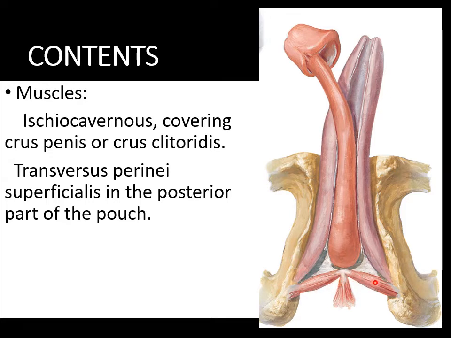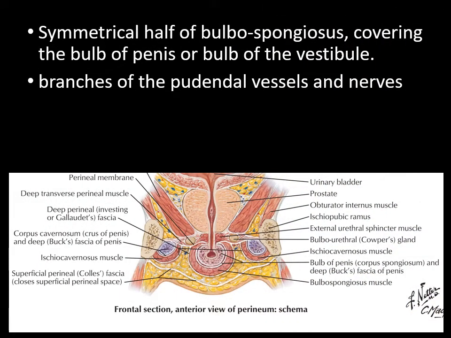And these two muscles are forming the posterior boundary of the superficial perineal pouch. And here it is forming the anterolateral muscle, and this muscle, the superficial transverse perineal, is a posterior muscle. And the symmetrical half of the bulbospongiosus, which is present at the midline of this superficial perineal pouch, covers the bulb of penis or bulb of vestibule. And the branches of pudendal vessels and the nerves are present in this superficial perineal pouch.